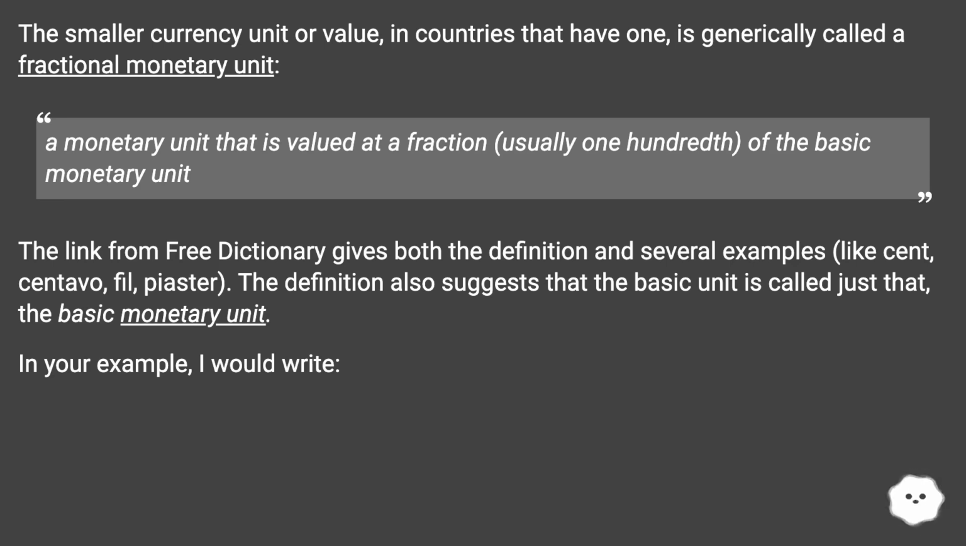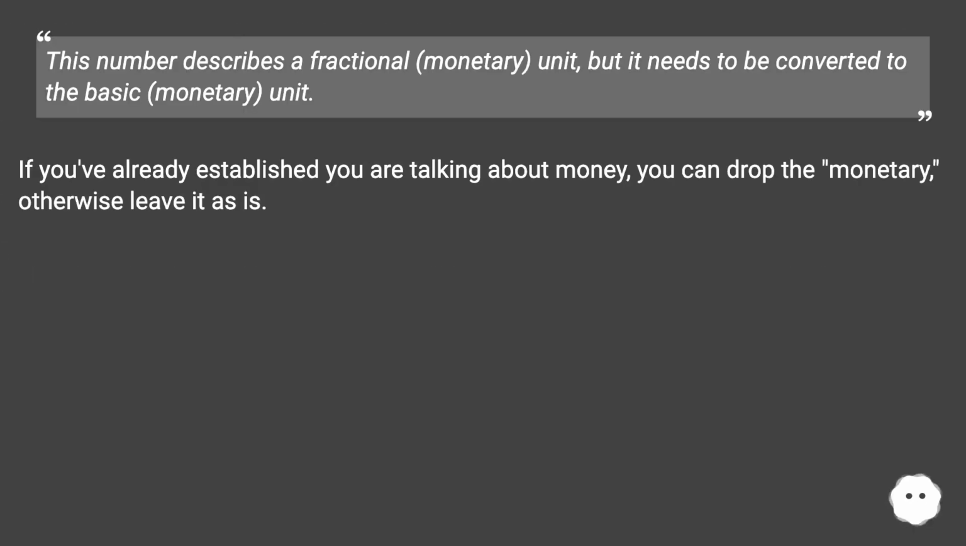In your example, I would write, this number describes a fractional monetary unit, but it needs to be converted to the basic monetary unit. If you've already established you are talking about money, you can drop the monetary, otherwise leave it as is.